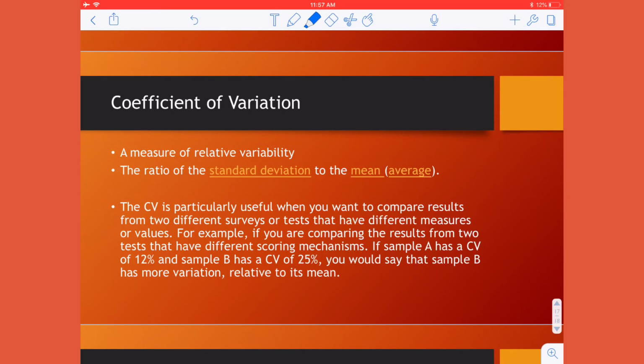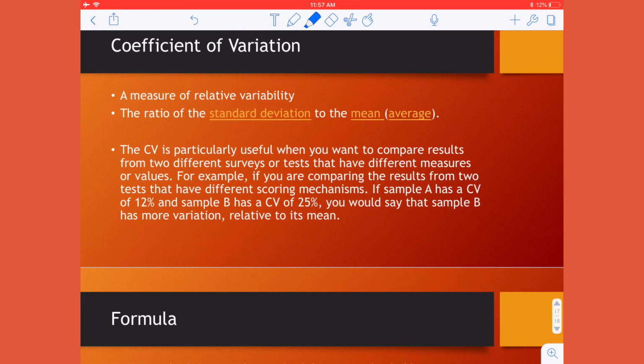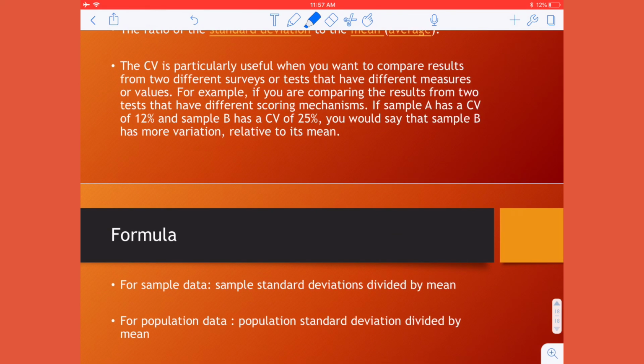So let's pretend that you're comparing the results from 2 tests that were scored a little differently. So your first test has a coefficient of variation of 12%, and then the second test, which was scored completely differently, has a coefficient of variation of 25%. So you would say that sample B has more variation relative to its mean. So it just allows you to compare 2 things that were maybe calculated a little differently.